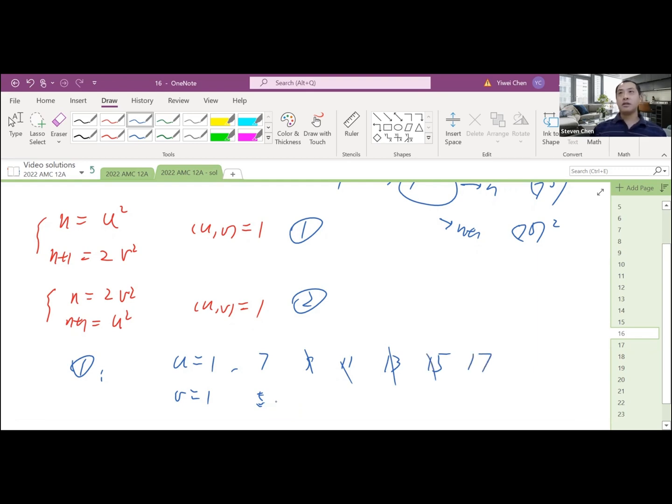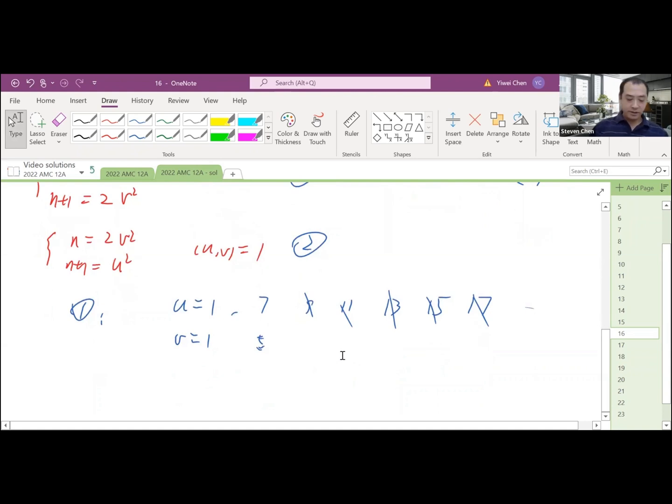17. So n is 289. n plus 1 is 290. So its half is 145. It's not good. At least after trying out these numbers, none of them work. It's a little bit unfortunate. But since we have the second type of solution, why don't we try the type 2 solutions? And hopefully we are able to find some small n's or small u and v's that are feasible.